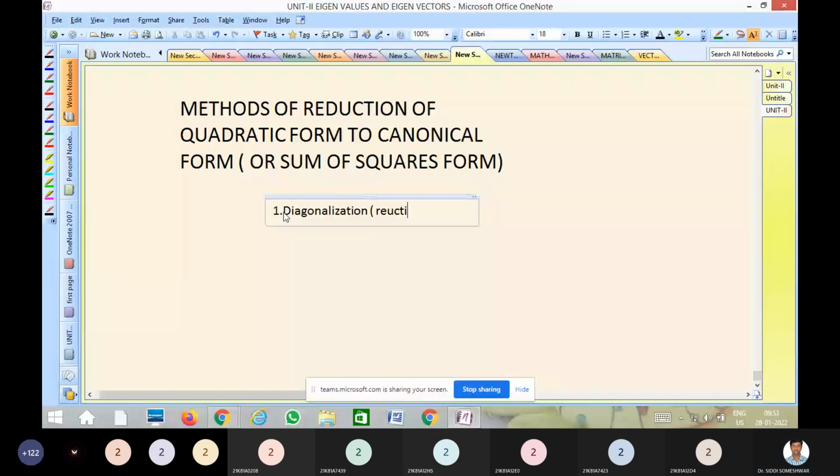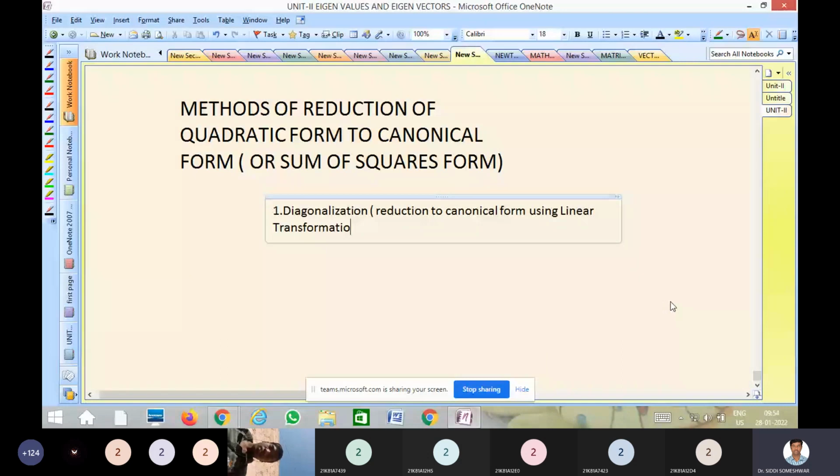Reduction to canonical form by means of the linear transformation, or linear transformation of quadratic form.